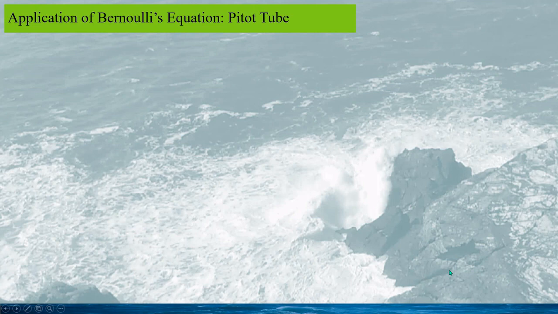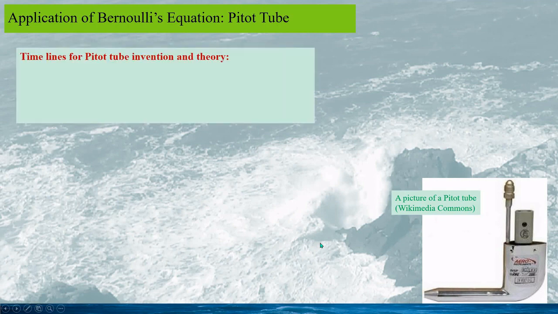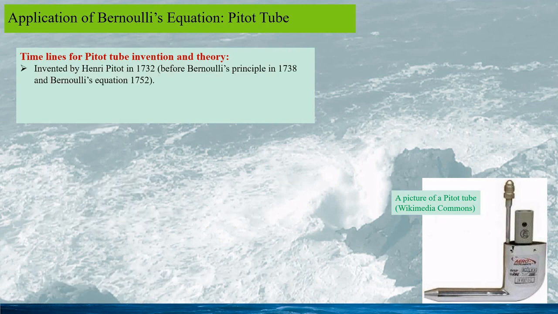The first application of the Bernoulli equation in this talk is the Pitot tube for measuring the fluid velocity. This is one of the Pitot tubes which is used on an airplane. There is an interesting timeline for Pitot tube's invention and the theory establishment. Henri Pitot invented the device in 1732, which was before Bernoulli's principle in 1738 and Bernoulli's equation in 1752. More than 100 years later, starting from 1856, Henry Darcy improved the design of the Pitot tube, which was in a similar form as we see now.